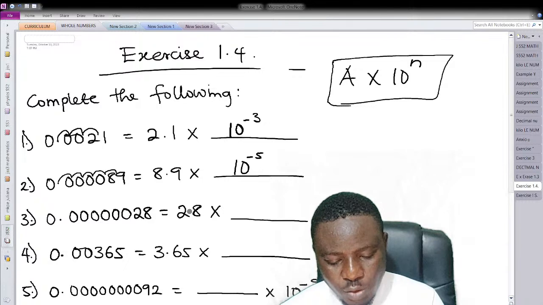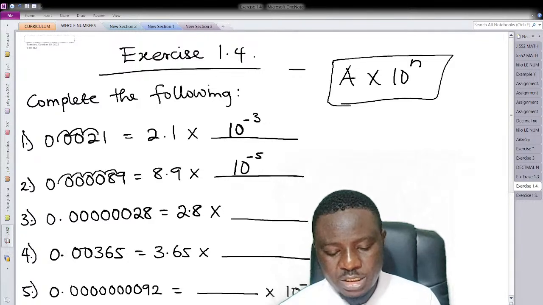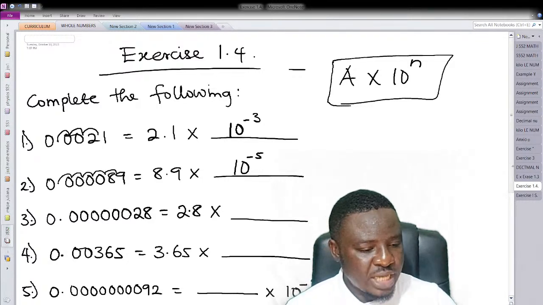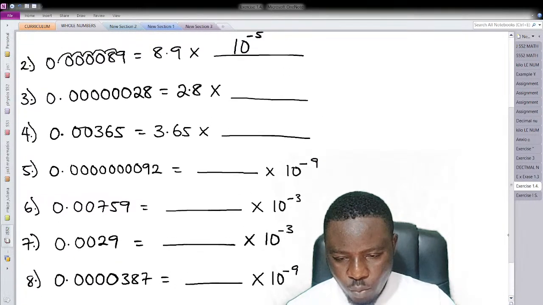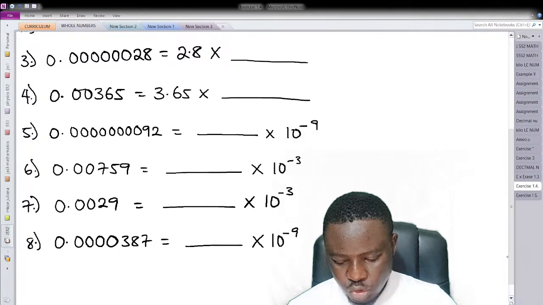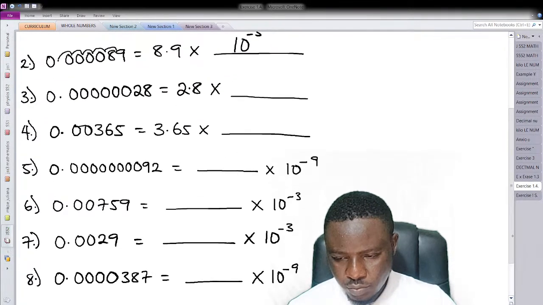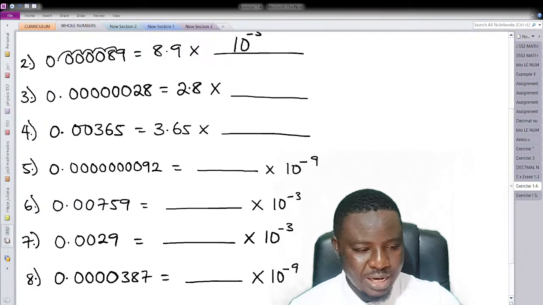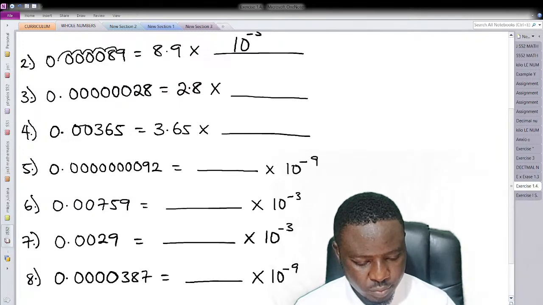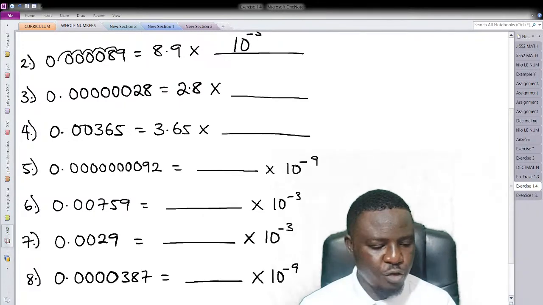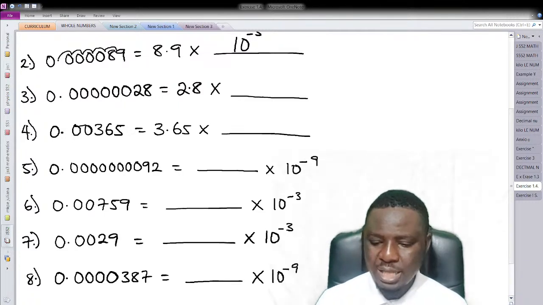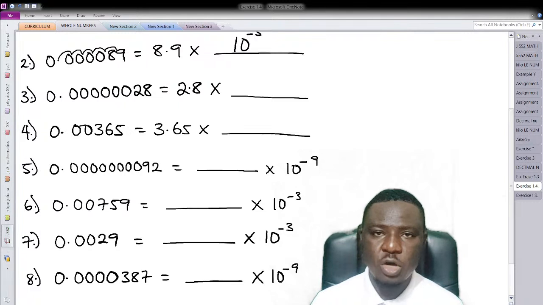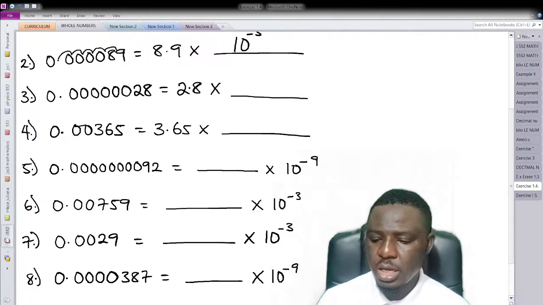For question number 3, I'm going to put a point. This is 2.8. Sarah, you are to continue with this. Let me see your solution from question number 3 to 8. So let's go. Sarah, over to you. And for those of you just joining us, you can join Sarah in solving the exercises we have on the board.